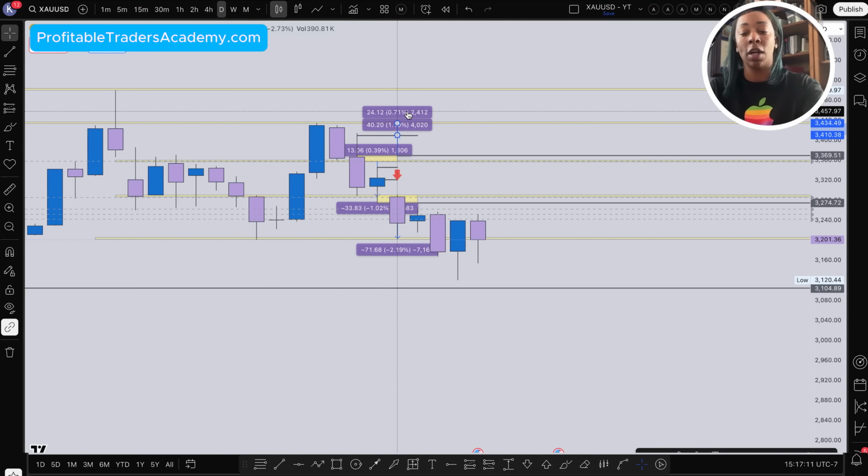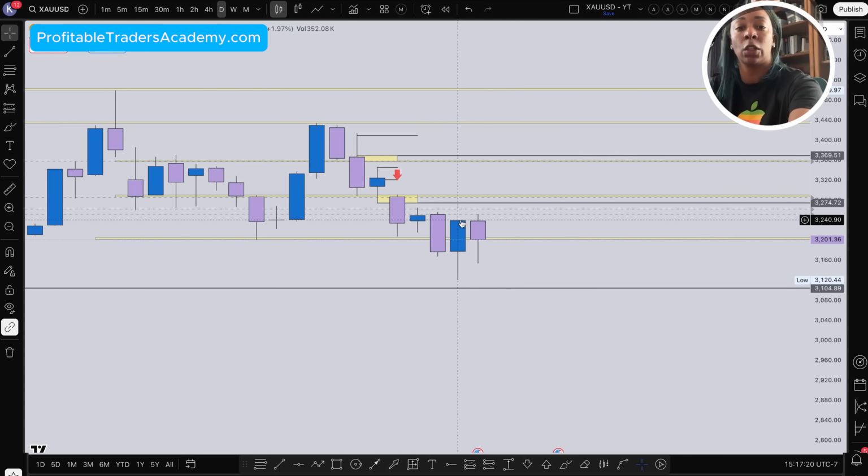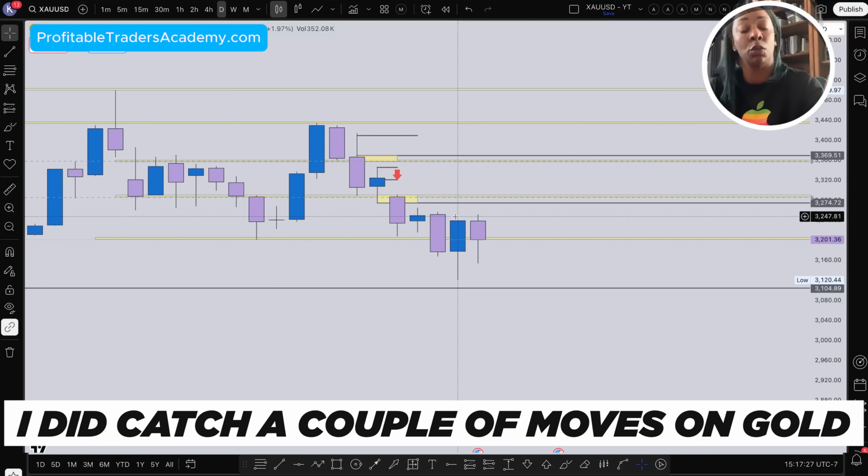And just for clarity's sake, let's just go ahead and clean off some of these, just so that way we can easily see price action. And then also I'm going to get rid of these 100 alerts that I put on this market, just because I wanted to make sure that I caught some moves, and I did catch a couple of moves on gold.